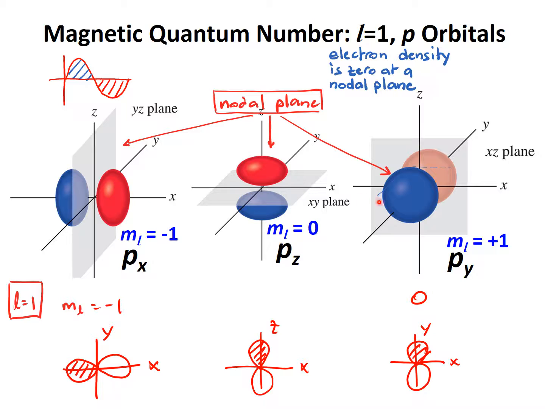Now these p orbitals are drawn in 3 dimensions. However, for your midterms and final exams, when you're asked to draw the orbitals, you would be expected to draw them only in 2 dimensions. And the diagrams shown below here represent how you would be expected to draw the p orbitals on your midterm or final exam.